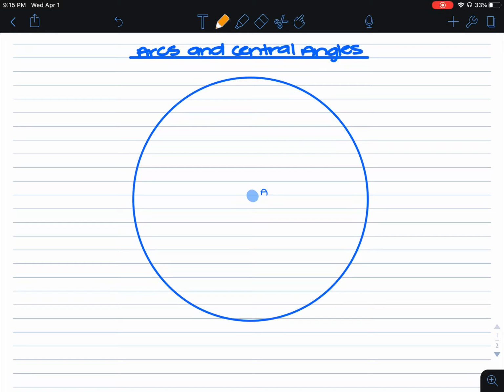All right, so over the past couple days, you guys watched some videos. Over 11.3, we learned about chords, parts of a circle, tangents, arcs, central angles, things like that. This is a recap of arcs and central angles, 11.3. So right now in my picture, I have a circle. Let's call that circle A, which I labeled here.